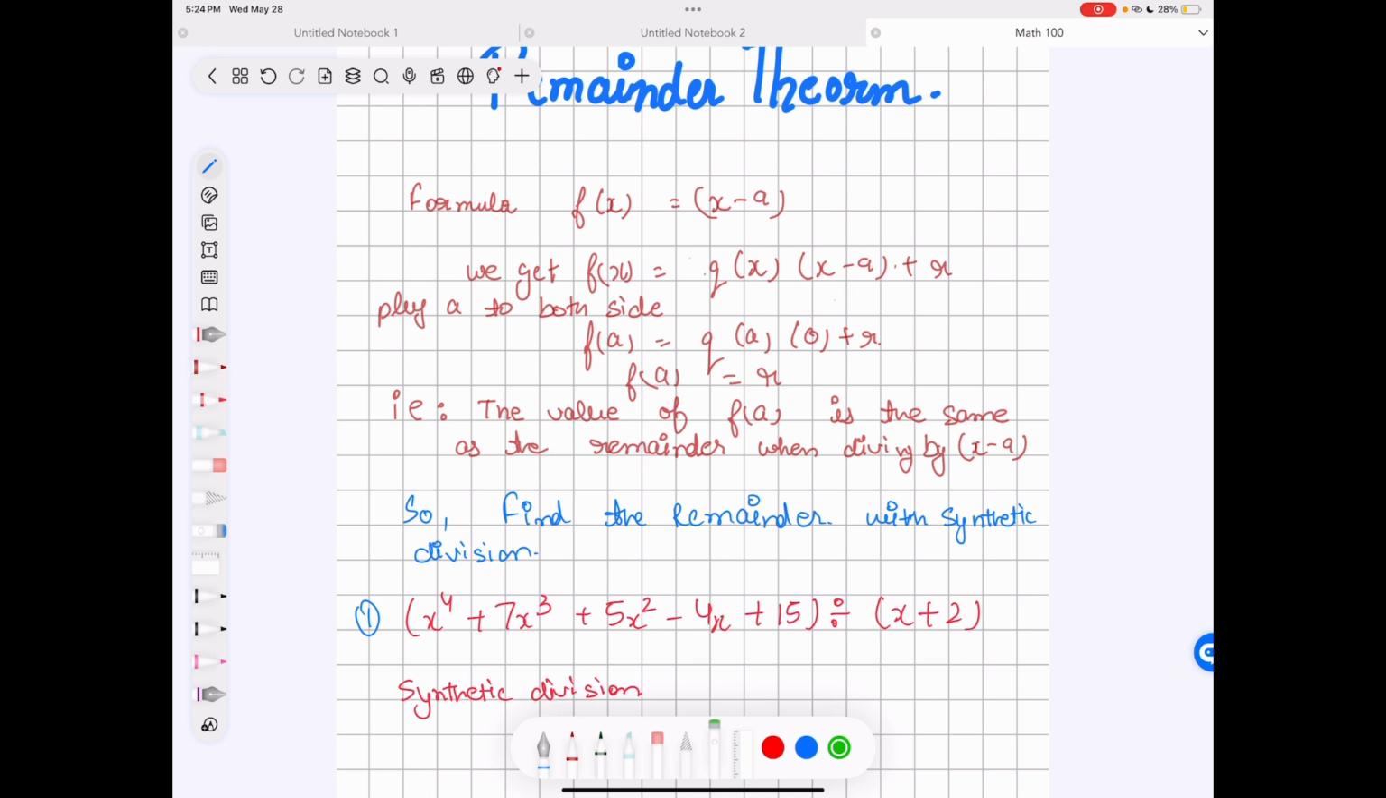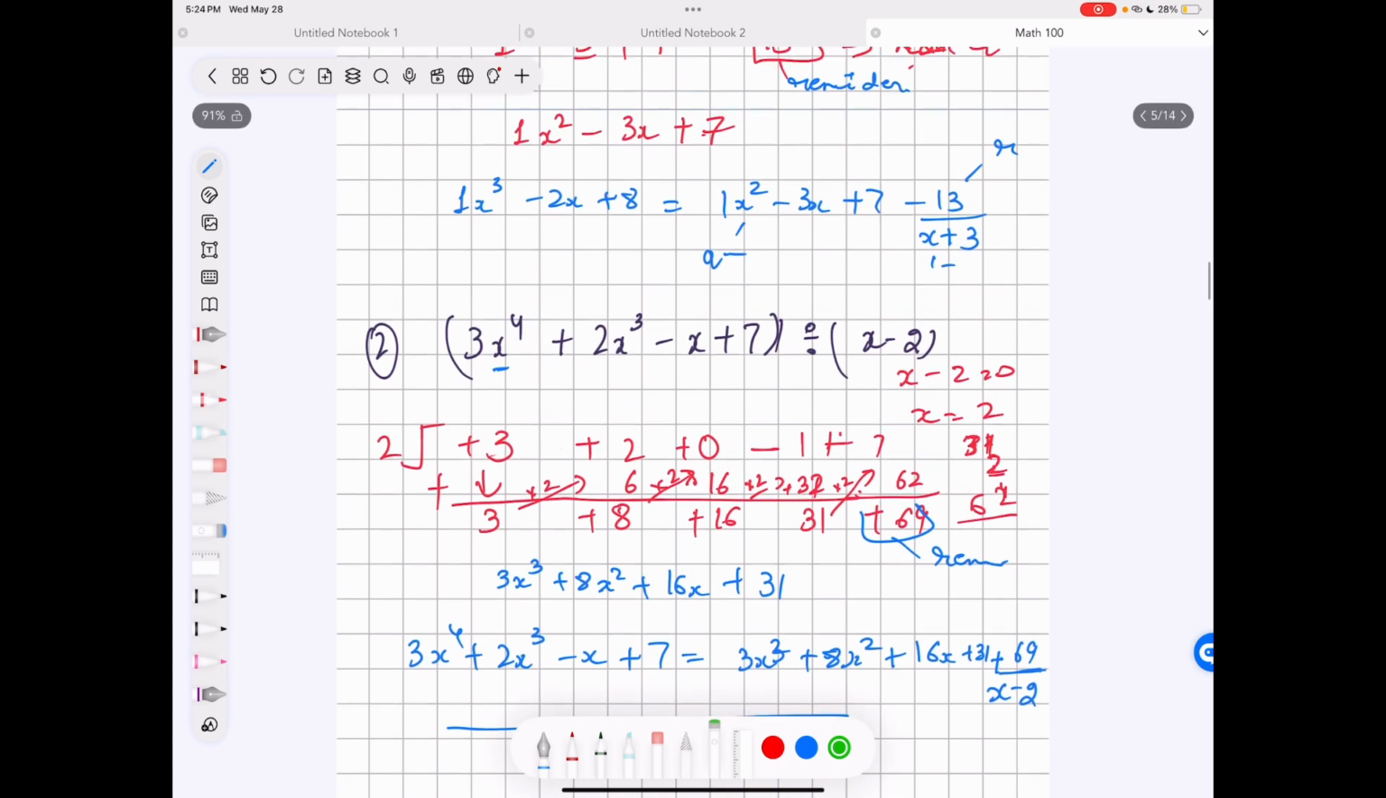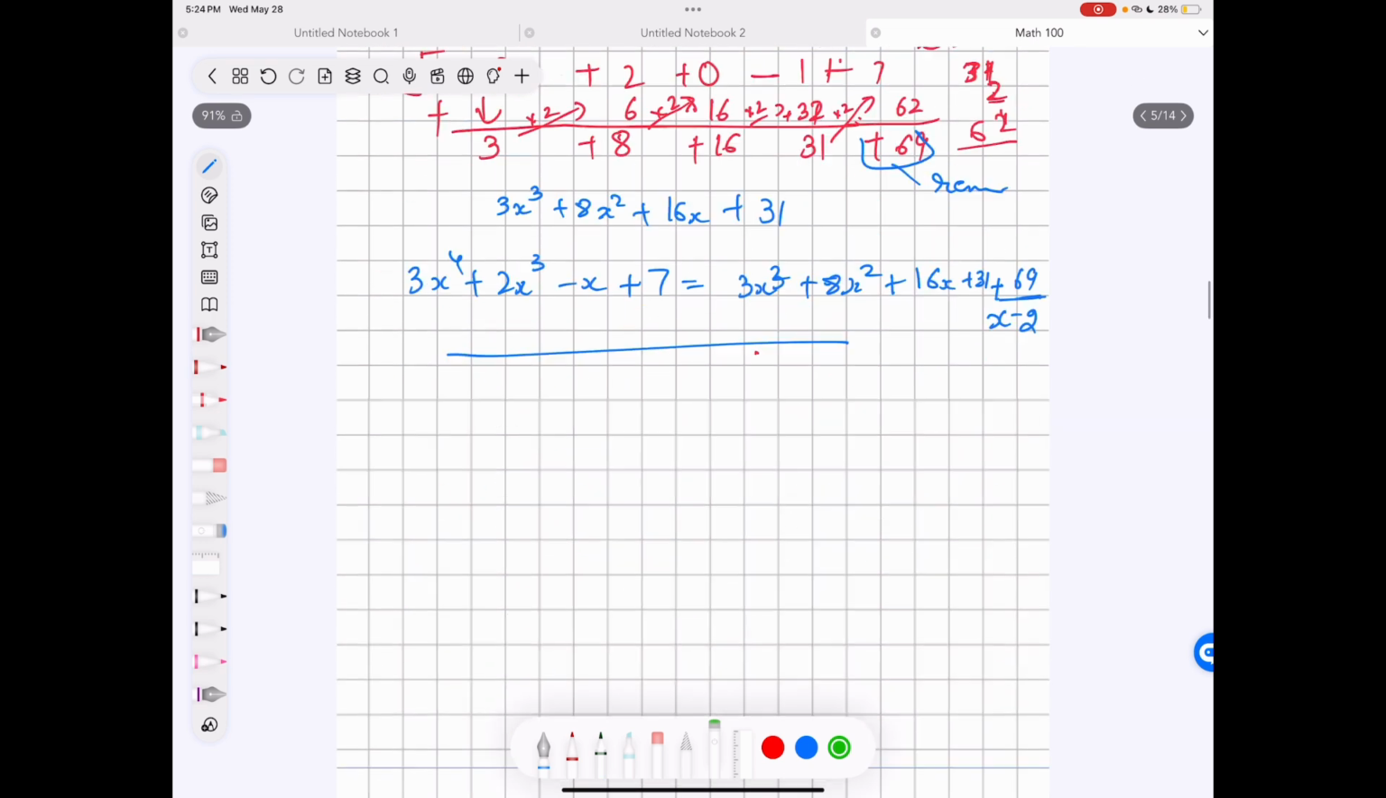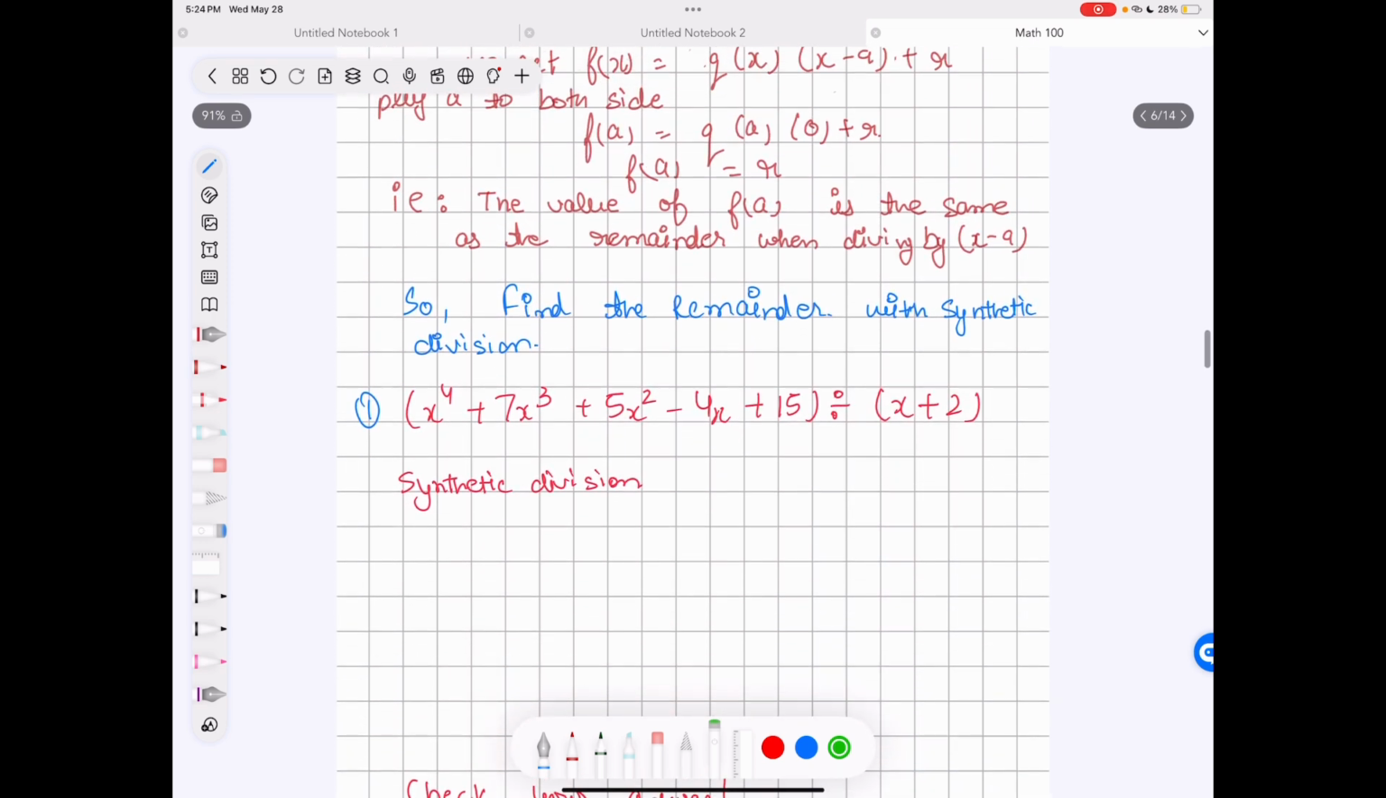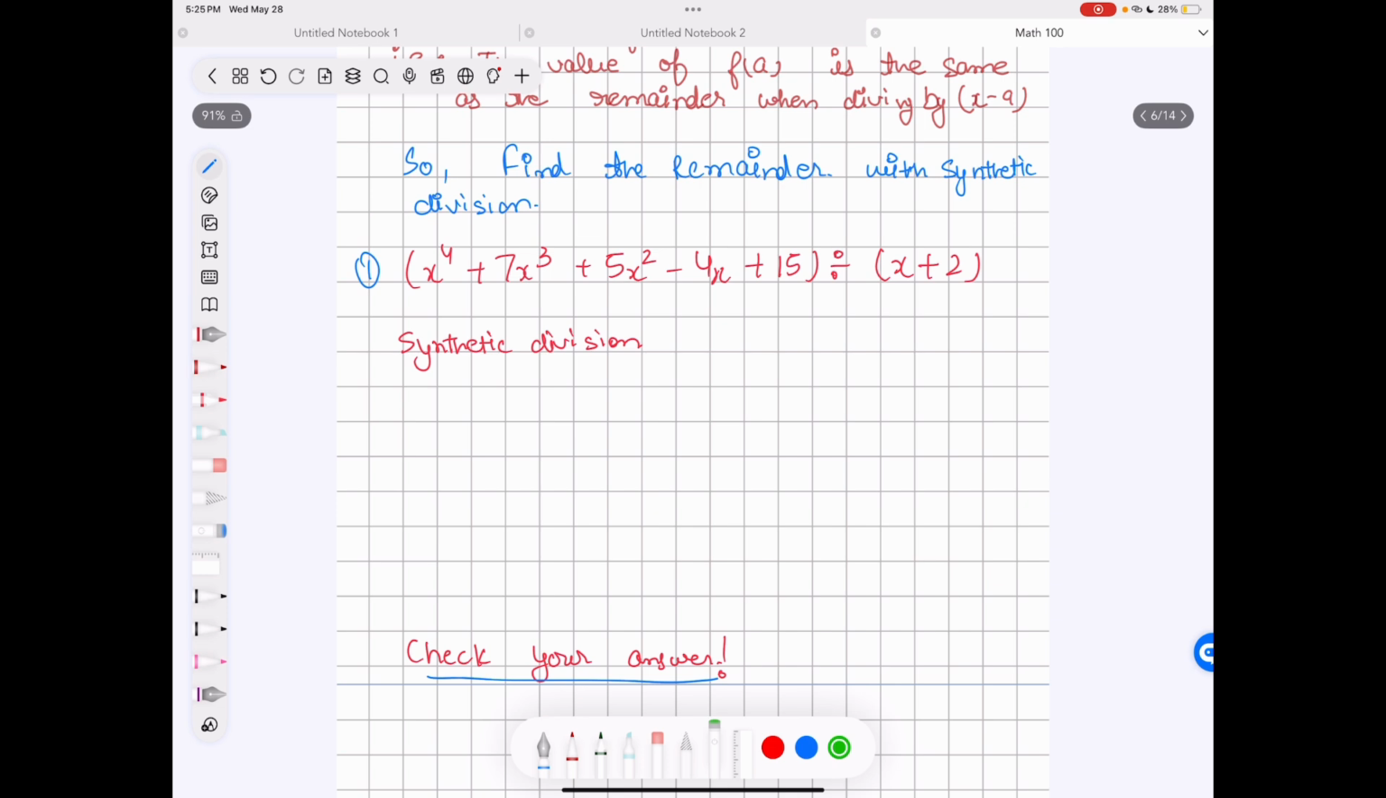So the value of f of a, the function of a, is the same as the remainder when we divide by x minus a. So here we did x minus c, it's the same thing as x minus a. So it can be c here, it can be a here, that does not matter, it's a formula. So we're gonna put the value here anyway. So first we're gonna do the synthetic division again. Now that we learned the synthetic division, it's gonna be easier for us to do it.